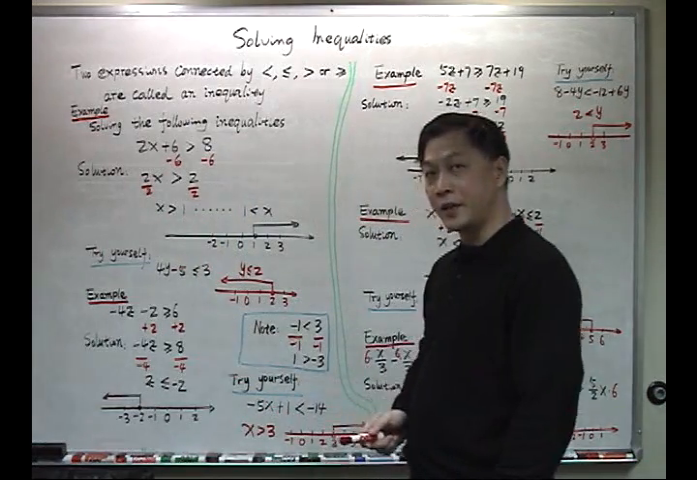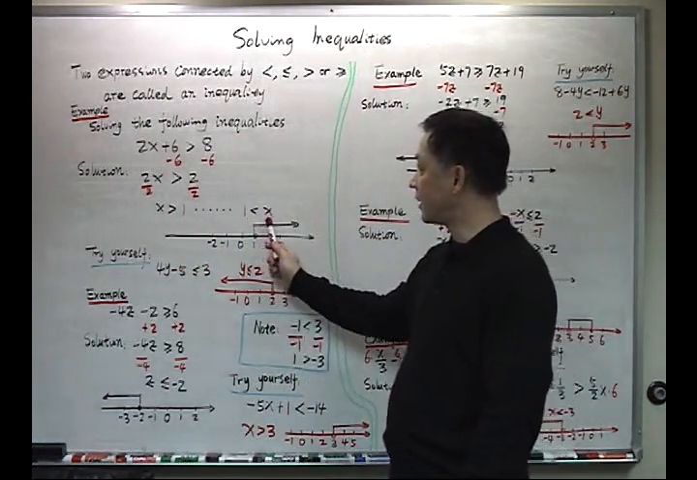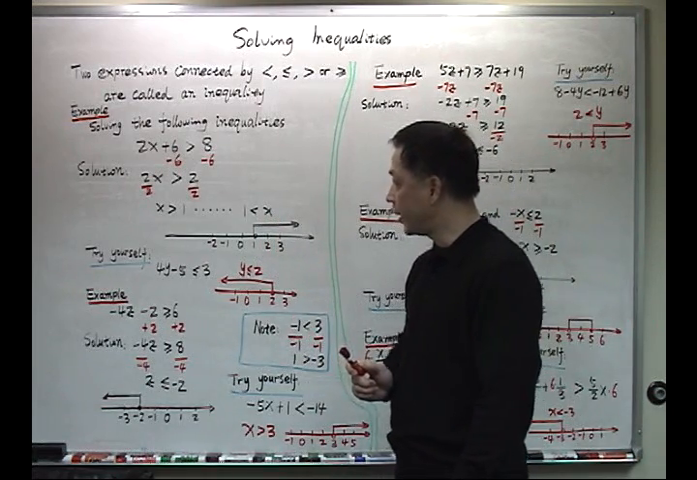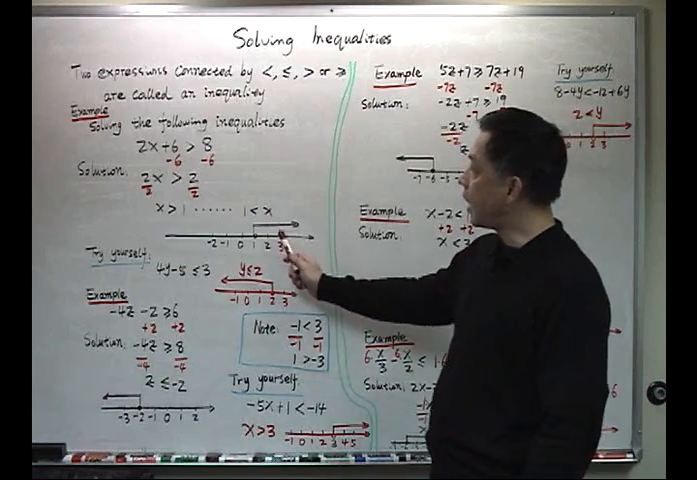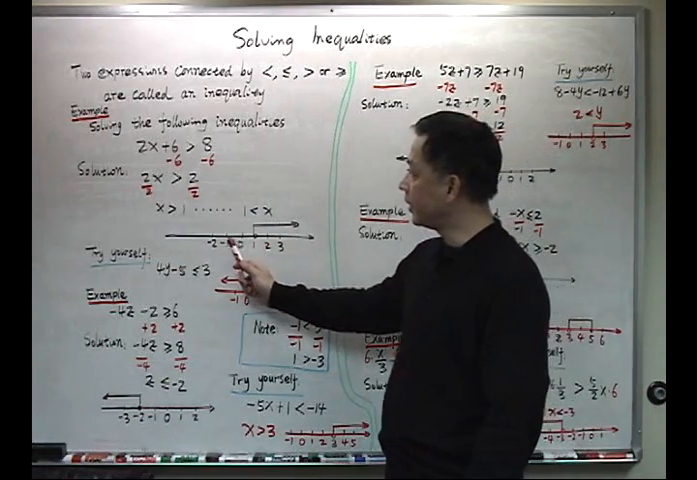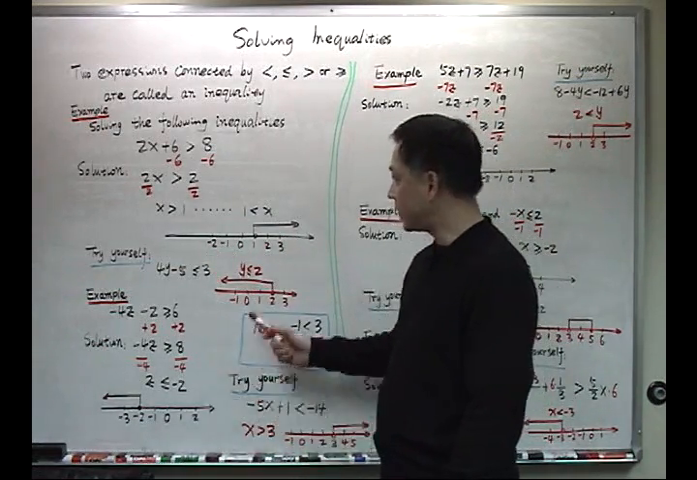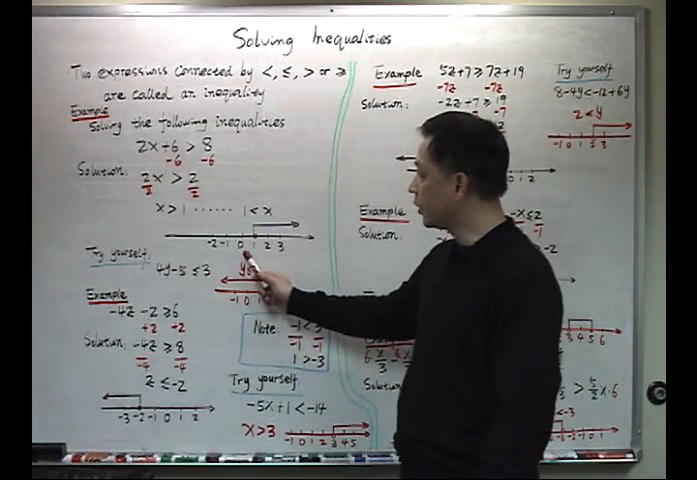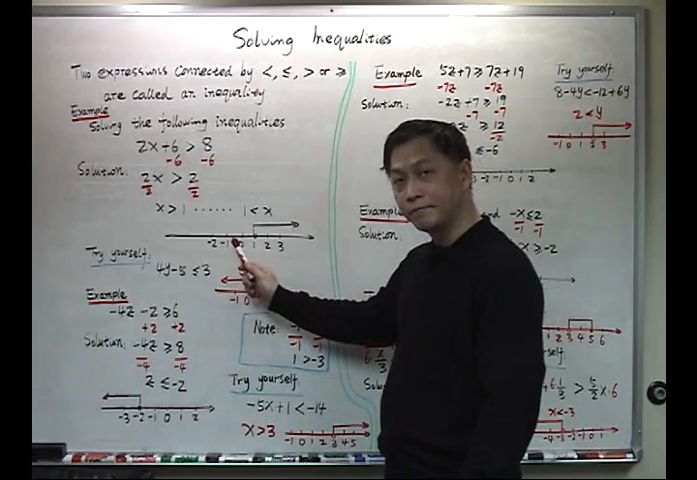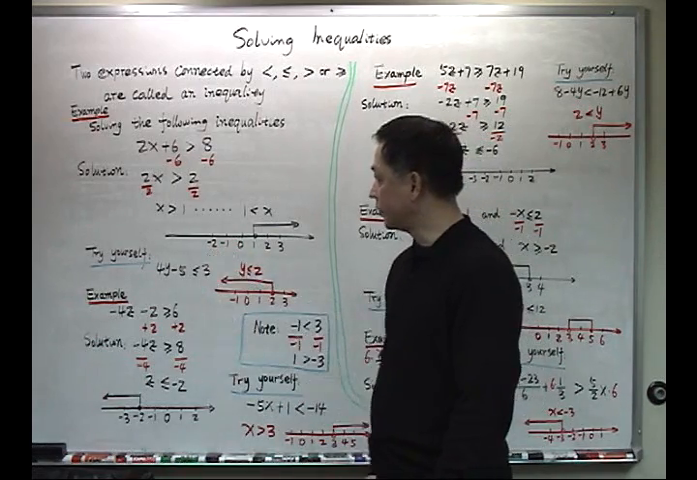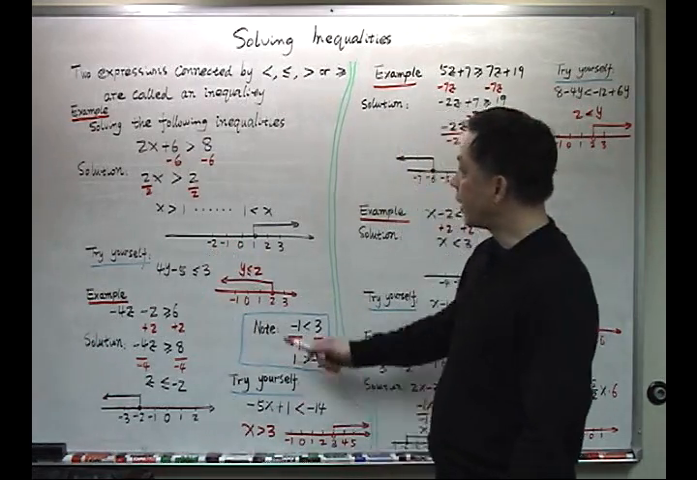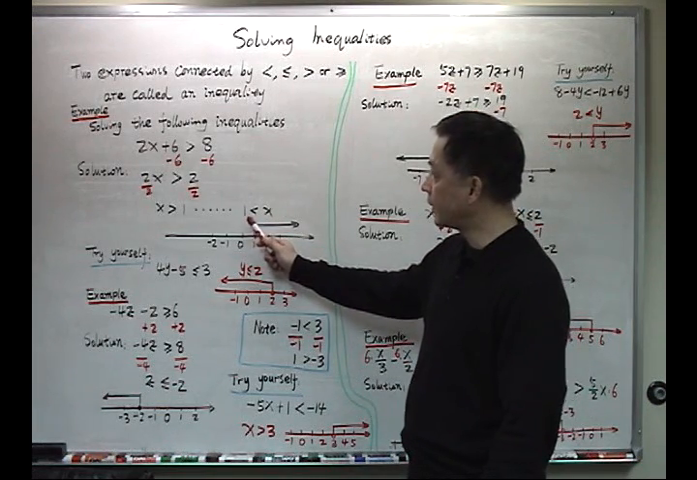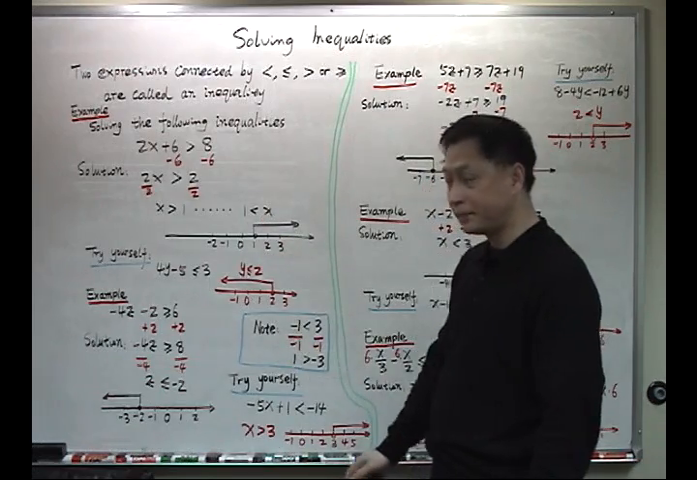Another way of saying this is that 1 is less than x. The reason I wrote it this way is because the number on the right hand side is bigger. You can see 3 is bigger than 2, 0 is bigger than negative 1, negative 1 is bigger than negative 2. So that's why I wrote x is greater than 1, or 1 is less than x.